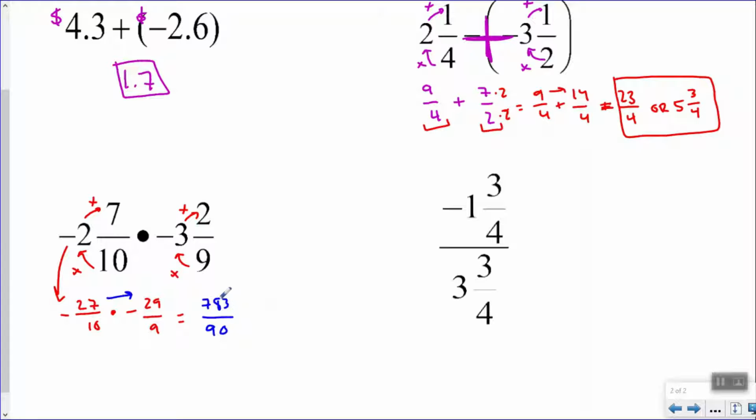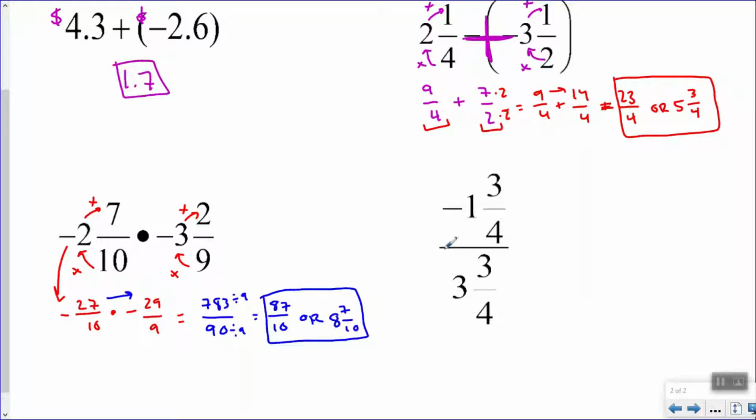I notice that 90 is divisible by 9, and if I add up the digits here, 7 plus 8 is 15, plus 3 is 18. 18 is divisible by 9, so this is also divisible by 9. So I'm going to divide each of these numbers by 9, and we're going to get 87 over 10. Or we can turn it into the mixed number. So I say, how many 10s go into 87? Well, I know that 8 times 10 is 80, so I have 8, and then we have 7/10 left over. So either one of these would be good for our correct answer.